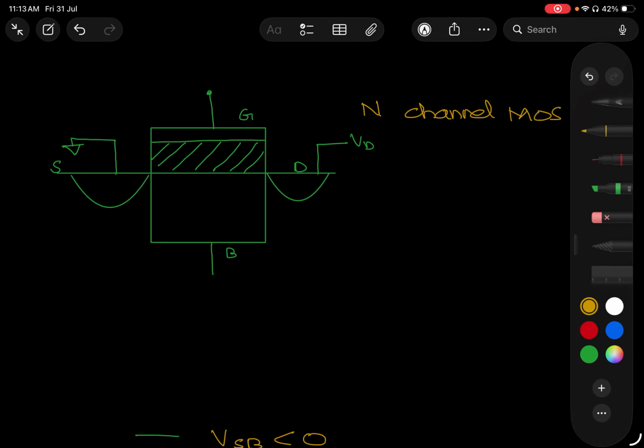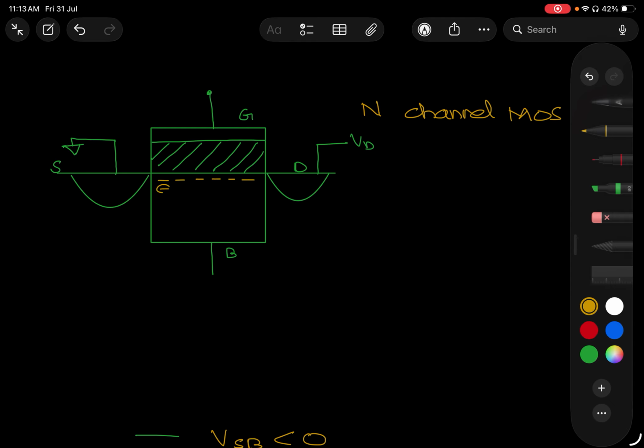Body effect is one of the important effects in MOSFETs. Here we can see an N-channel MOSFET. It has a source and a drain. What happens is, when you apply a potential, a channel will form over here.